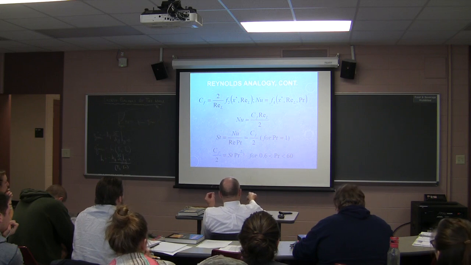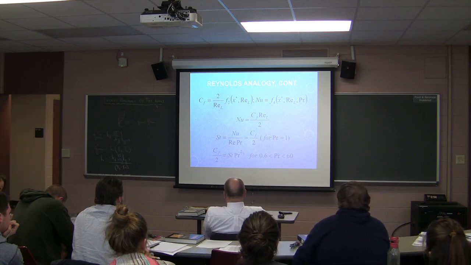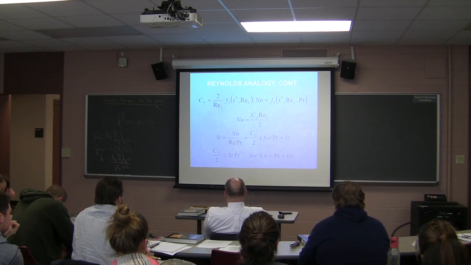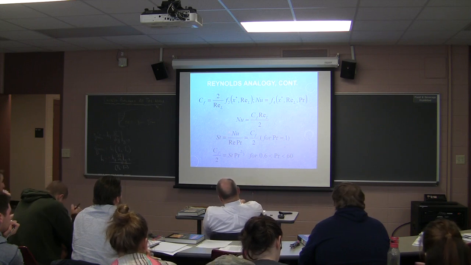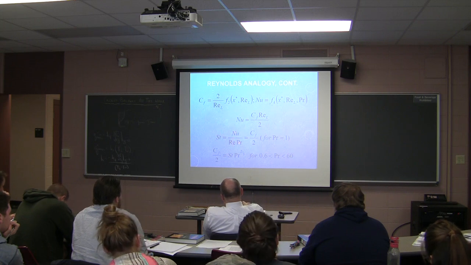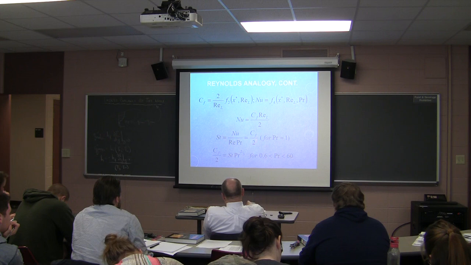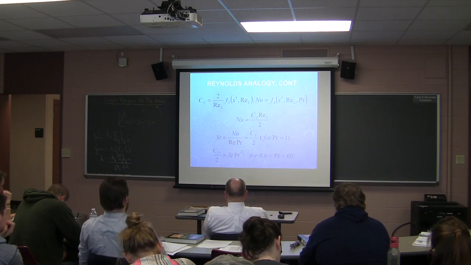And this is called the Reynolds analogy. And that is, for a flat plate flow, the Nusselt number is equal to the coefficient of friction times the Reynolds number divided by 2. This number is known as the Stanton number, and it is equal to the Nusselt number over the Reynolds number times the Prandtl number, or simply the Stanton number is equal to the coefficient of friction over 2 for Prandtl number equal to 1, as you can see.